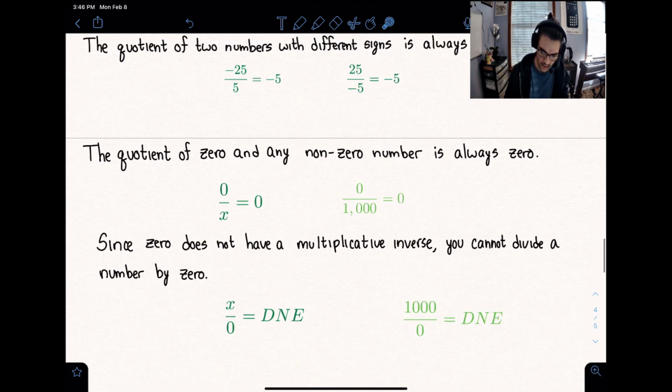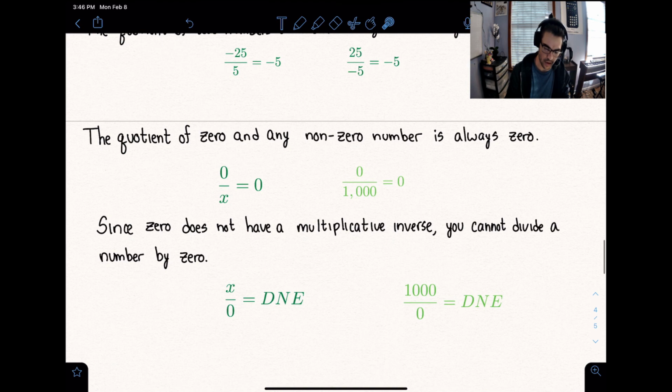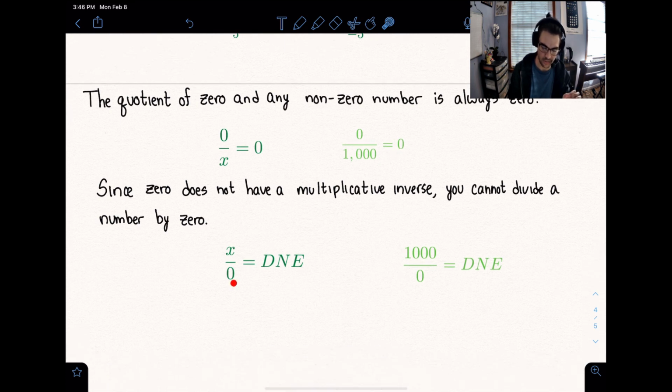All right, and we got the last few things I want to talk about here. Both of these have to do with 0. The first one is that the quotient of 0 and any non-zero number is always 0. 0 divided by anything equals 0. 0 over x is 0. 0 divided by 1,000 equals 0. We are allowed to divide 0 by a number. But what we can't do is divide a number by 0, bringing me into the final thing I want to talk about.